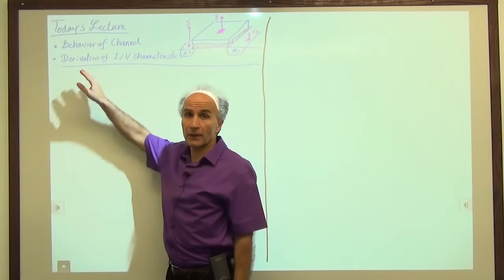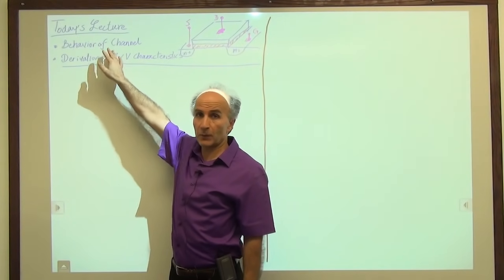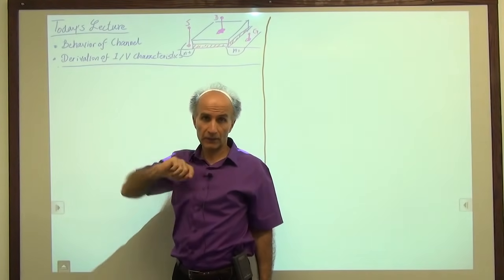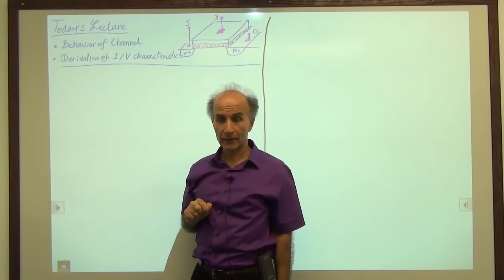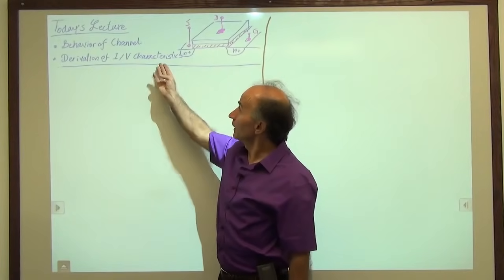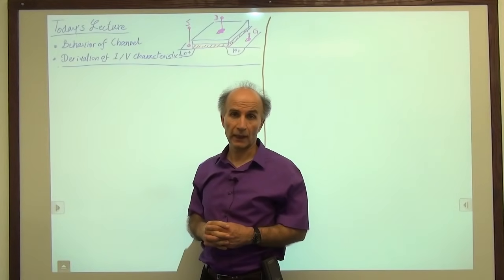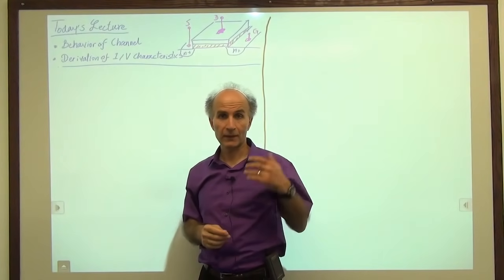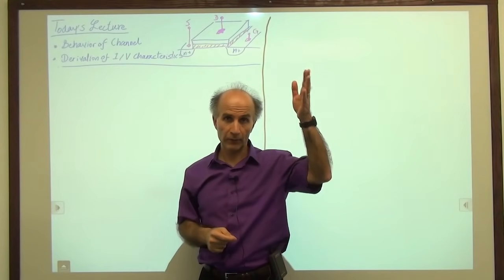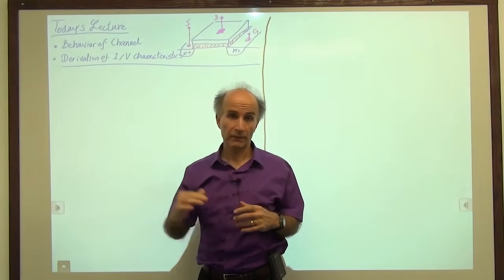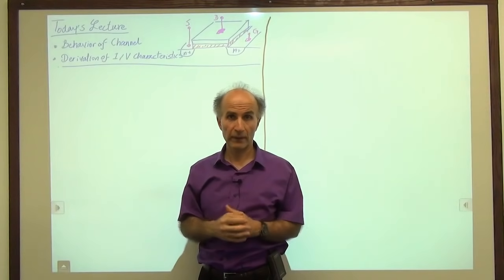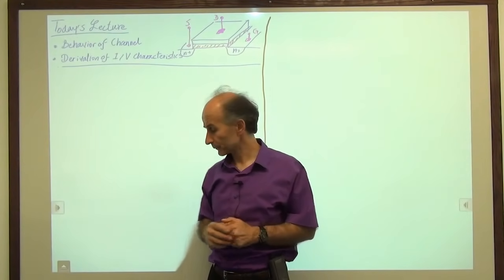To reach the derivation of IV characteristics, first we need to understand the behavior of the channel of electrons a little better. So we'll dig into that. And then we will begin to derive the IV characteristics. So how does the current flowing from drain to source vary as a function of the gate voltage or as a function of the drain voltage? Those are our objectives today.